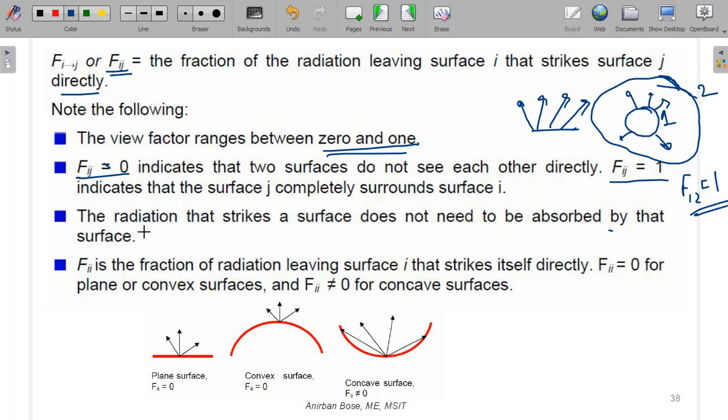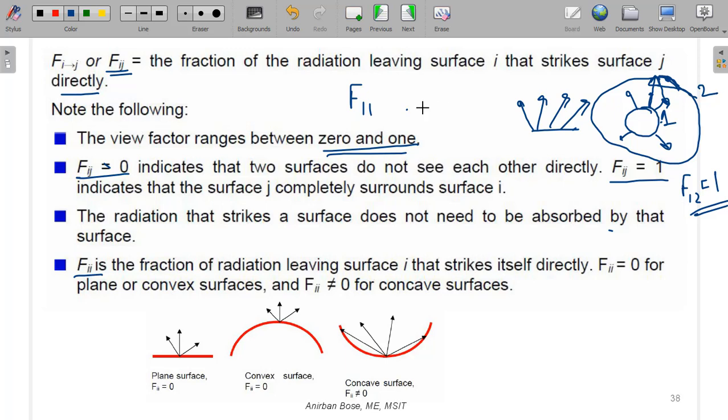Now the radiation that strikes a surface does not need to be absorbed by that surface. It is true that the radiation that strikes a surface will not be absorbed completely, because some portion may be reflected back and come again to surface 1 and all that. Now if i to i, meaning from surface 1 to 1, this is a self view factor. What is the meaning of F11? F11 means some radiation coming out of 1 will strike 1 again.